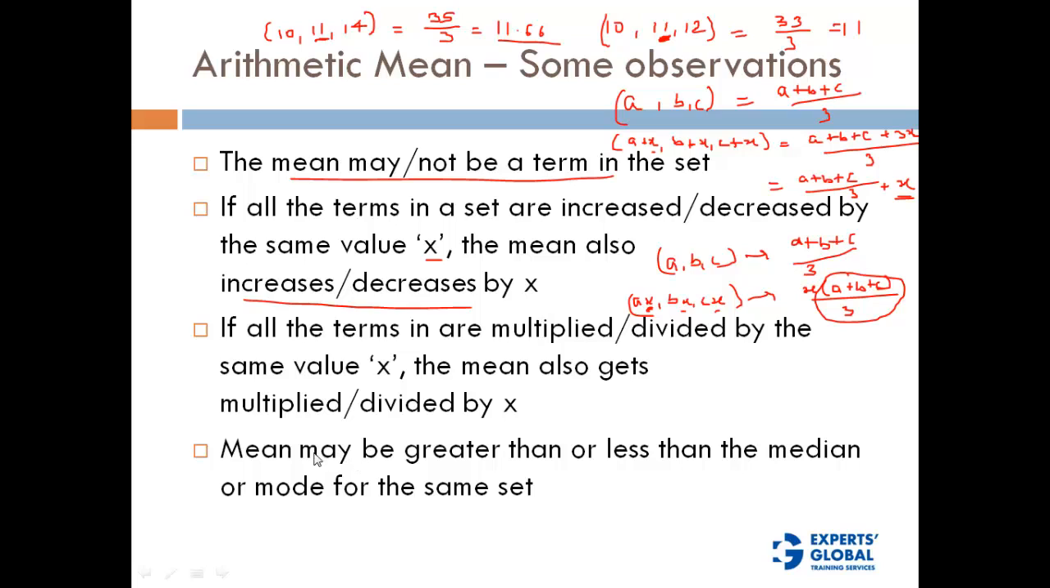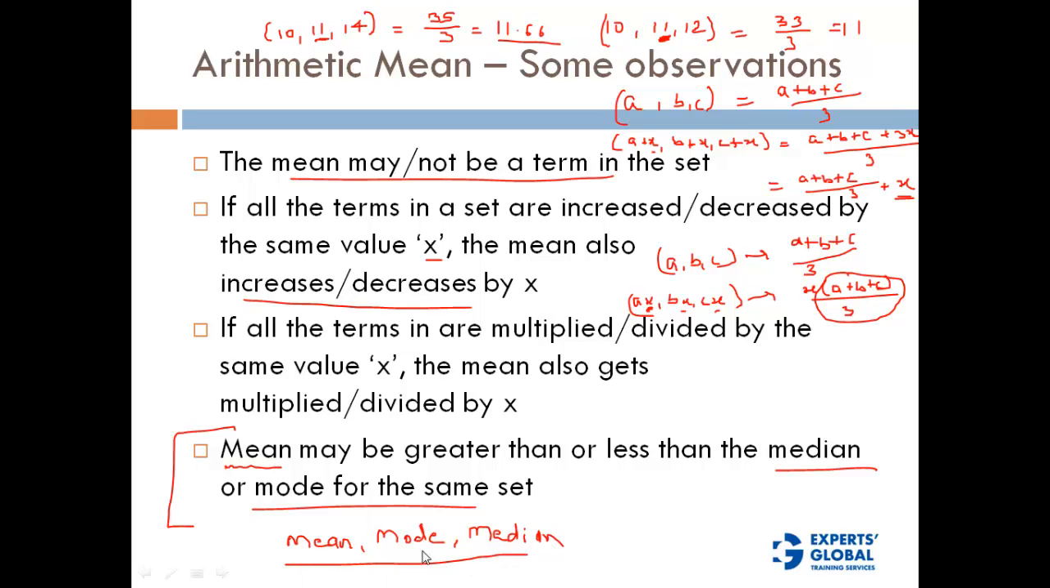Mean may be greater than or less than the median or mode for the given set. So what are median and mode? We'll see them in the next slides, but for now you can just remember that the mean may be greater or less than the median or mode. Same thing with median or mode also. The median and mode can be greater than the mean. So basically all three, mean, mode, median, are independent of each other. There is not going to be any relationship with respect to which one is always greater or which one is always smaller.